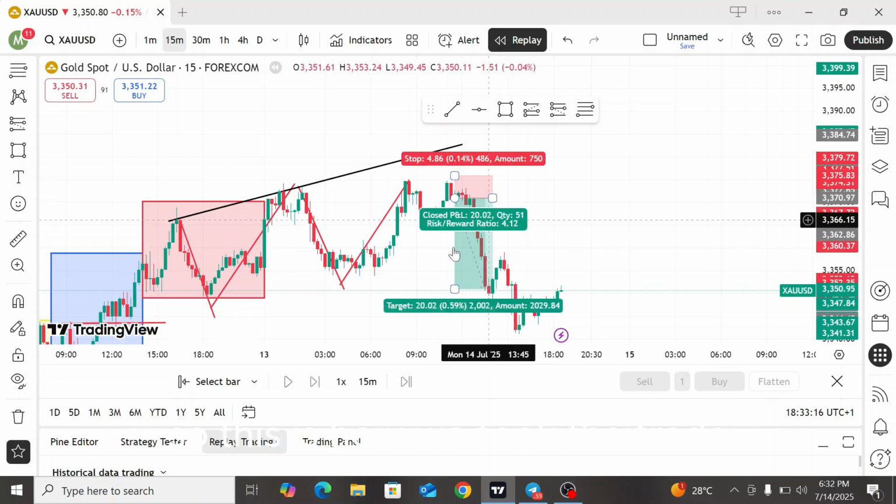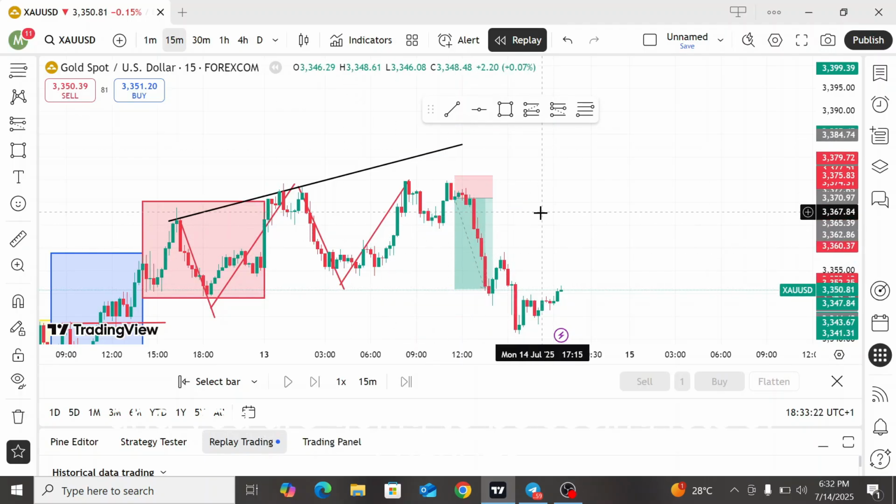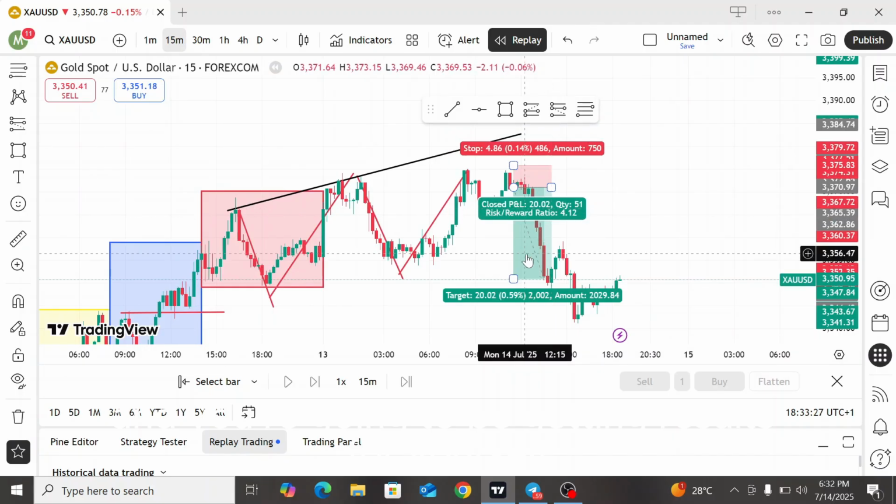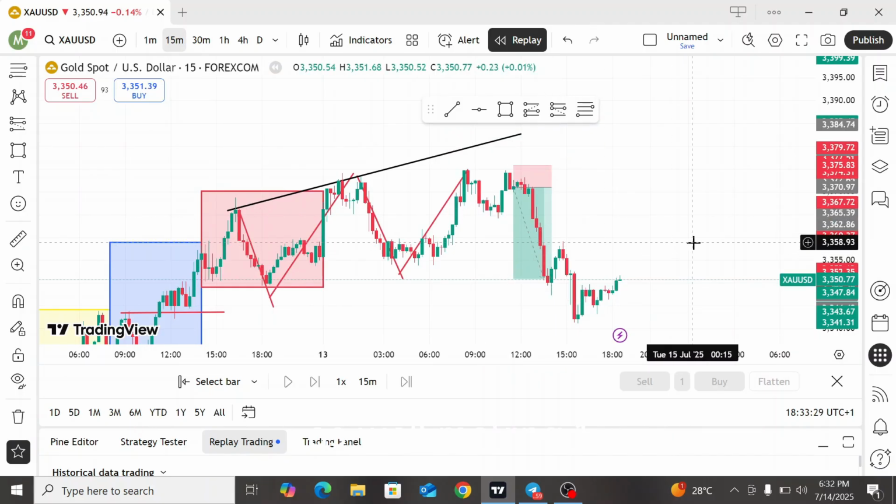So this is how we took the trade, and if you are very smart, you can also follow this strategy, and you are going to be seeing lots of changes, and you are going to be getting results for yourself as well, making 150 to 200 pips on a daily basis trading the gold market.